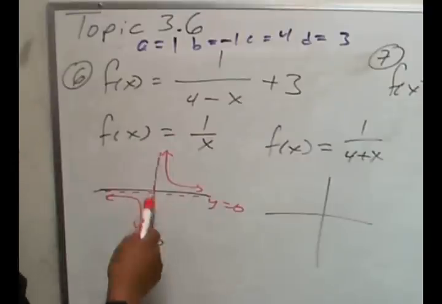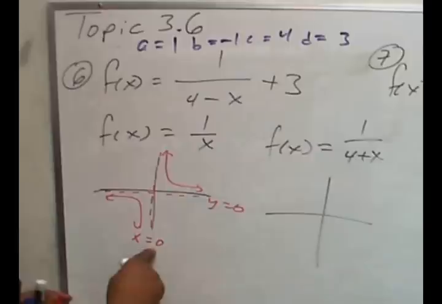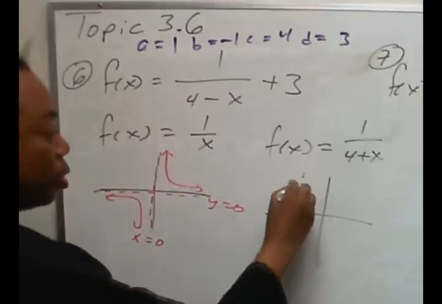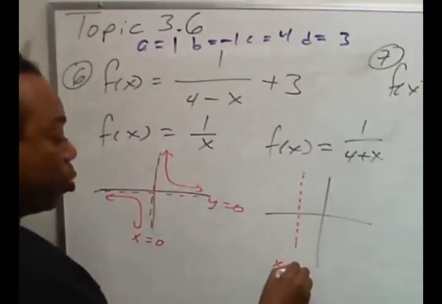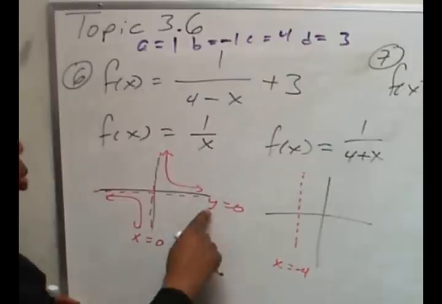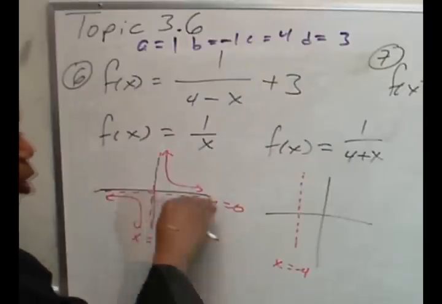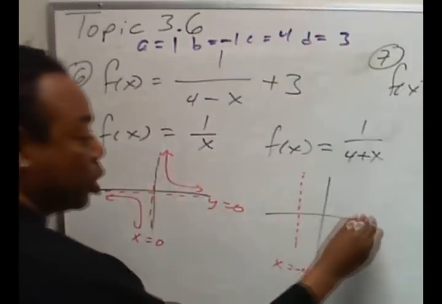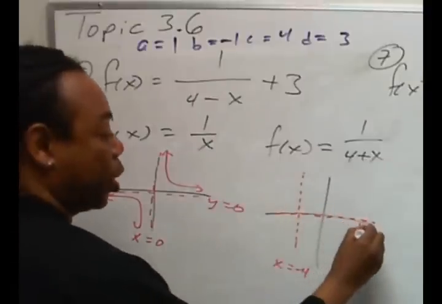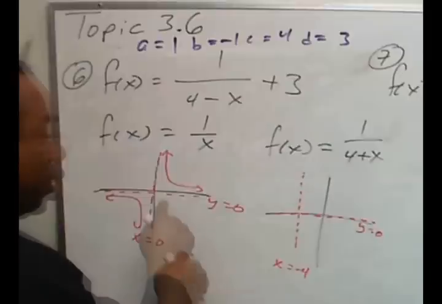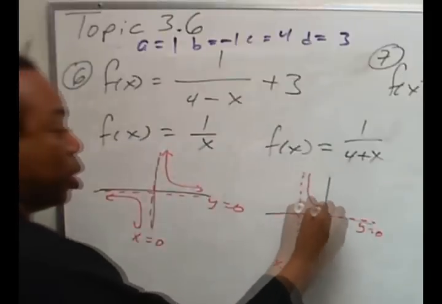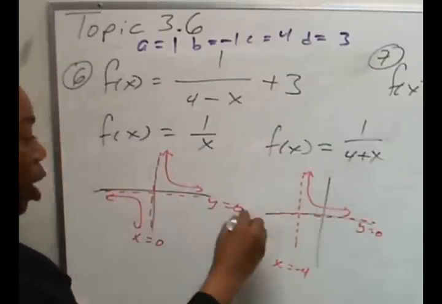So let's start off with an asymptote. When you shift x equals 0 to the left 4 times, we get an asymptote of x equals negative 4. When we shift y equals 0, that horizontal line, left 4 times, it remains y equals 0. And this part of the graph remains above, and this part of the graph remains below.